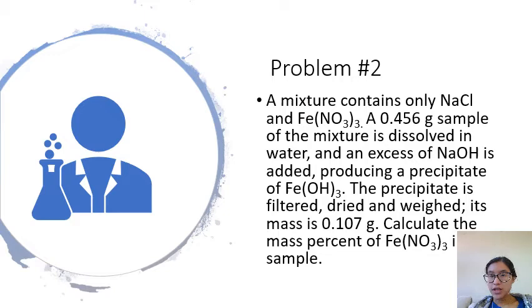All right, moving on to our next problem. So this one has a mixture containing only sodium chloride and iron nitrate. There's a 4.56 gram sample of this mixture and it's dissolved in water. And then an excess of sodium hydroxide is added, producing a precipitate of iron hydroxide. The precipitate is filtered, dried, and weighed, and its mass is 0.107 grams. Calculate the mass percent of iron nitrate in the sample. Sorry, I got cut off a bit there.